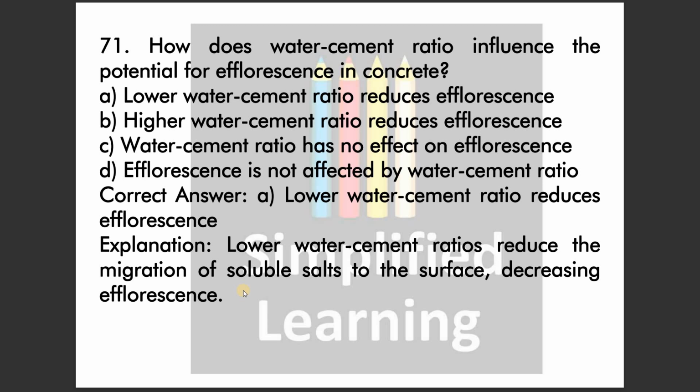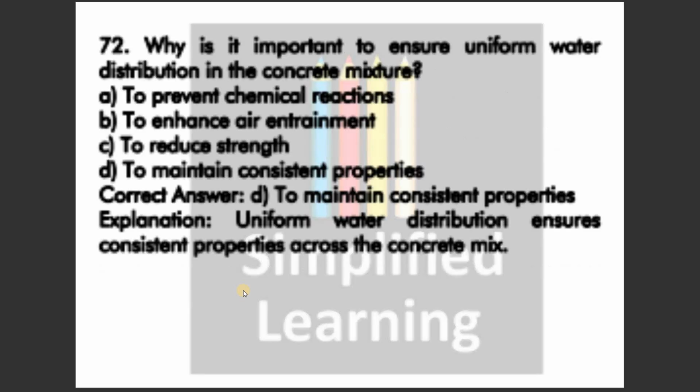Okay, efflorescence means giving out some chemicals or some compounds. The lower the water cement ratio is, the more the migration of soluble salt to the surface is decreased. When we say efflorescence is there, like we have seen in bricks, it causes the minerals and salts to come out to the outer surface. If the water content is high, then the chances of salt coming to the surface are high. But if the water content is low, a lower water cement ratio has the tendency to reduce the migration of salts or minerals to the surface.